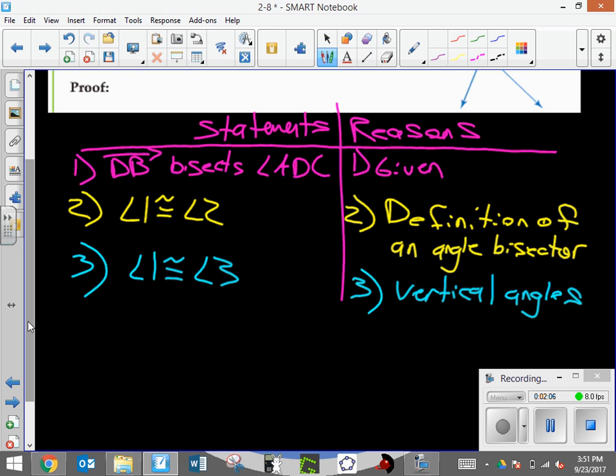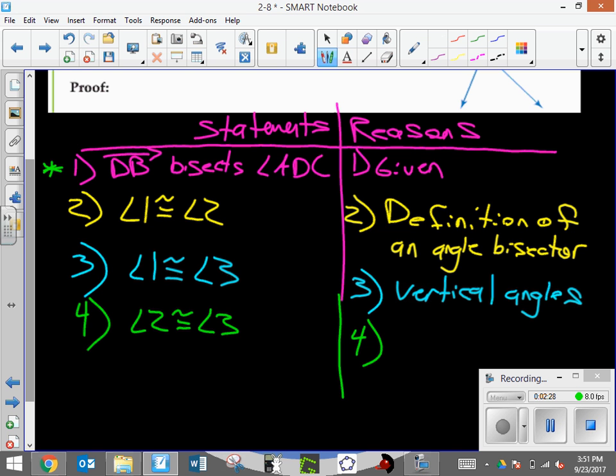Well, let's use then statements 2 and 3 to come up with statement 4. I've already used this one. I want to use statements 2 and 3 now. I have angle 1 congruent to angle 2 and angle 1 congruent to angle 3. So I know then that angle 2 is going to be congruent to angle 3.